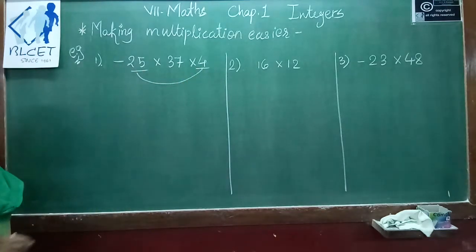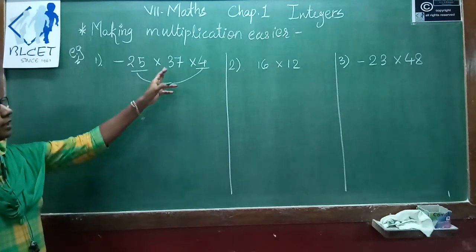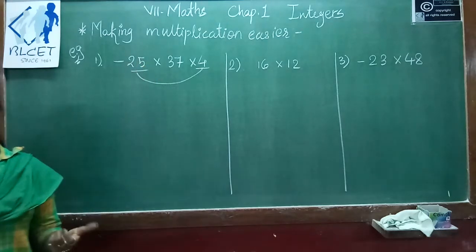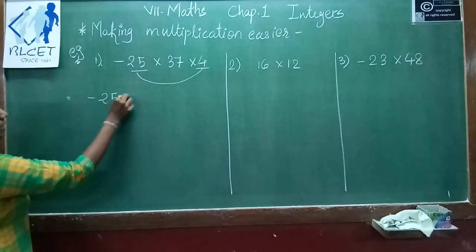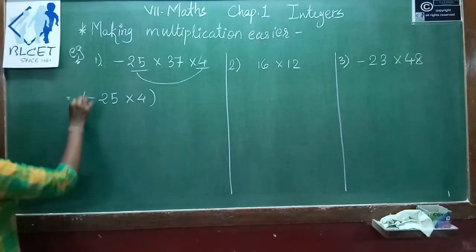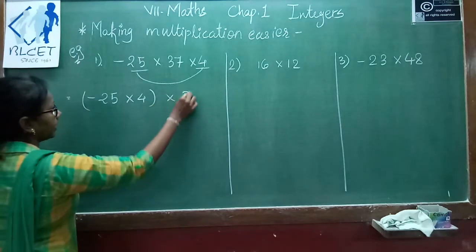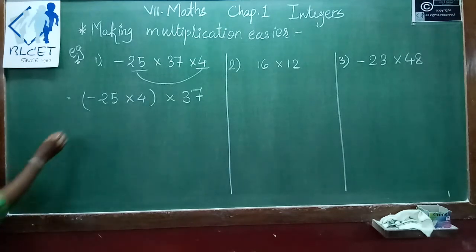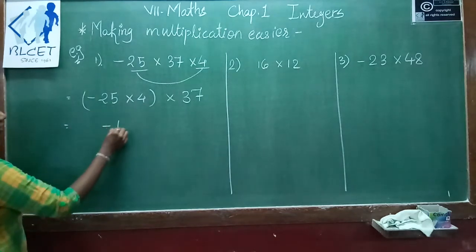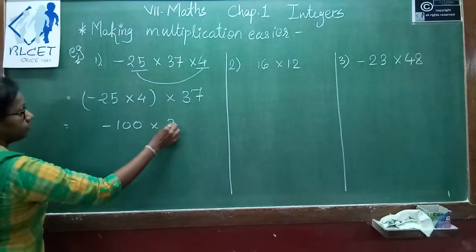We know that 25 times 4 is 100. Then 37 times 1 is 37, easily you can calculate. So what can we do here? Minus 25 into 4. First we multiply these 2 terms. Then whatever answer you are getting, you have to multiply with 37. So this is 25 times 4, the 100, into 37.